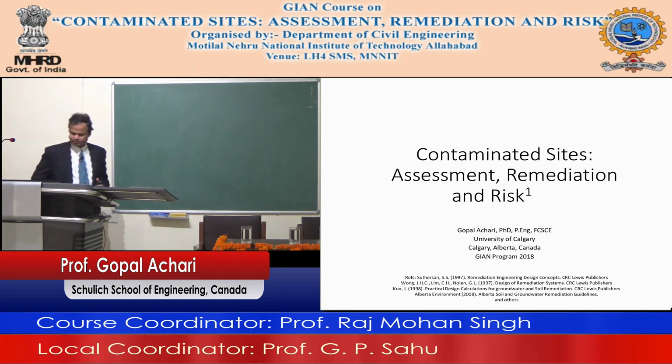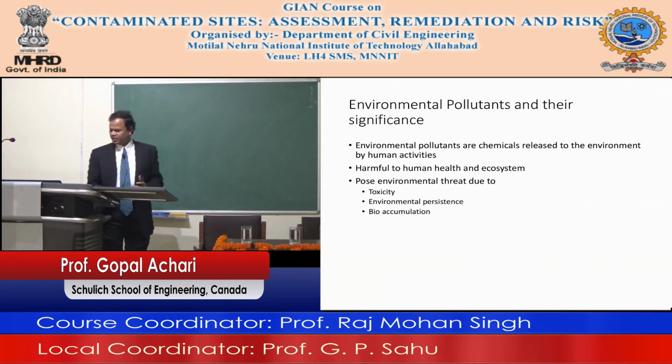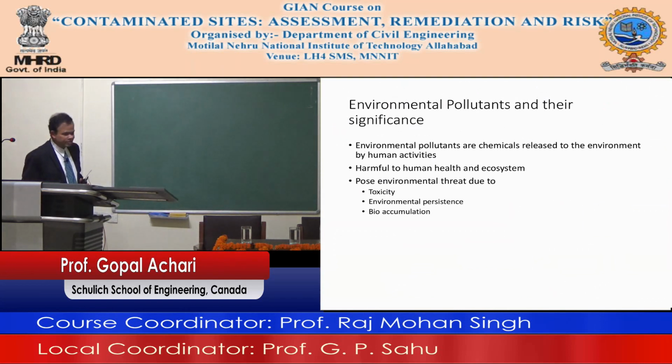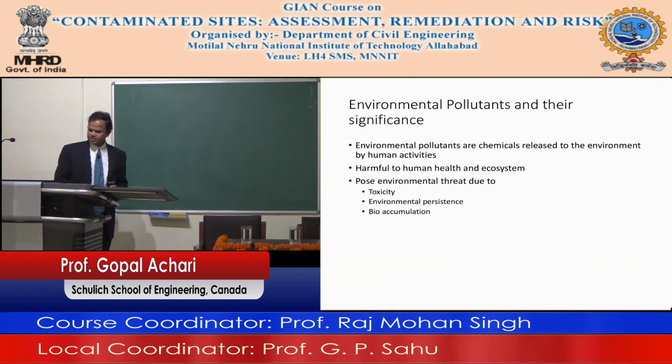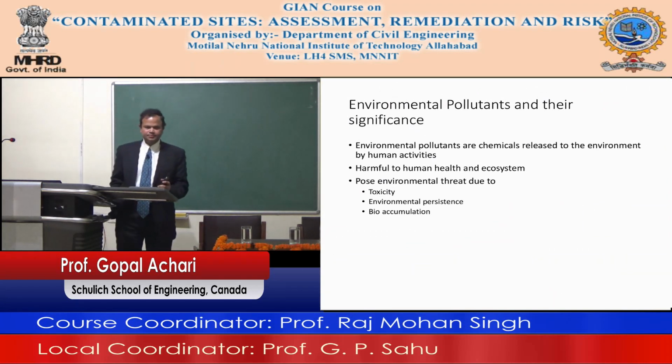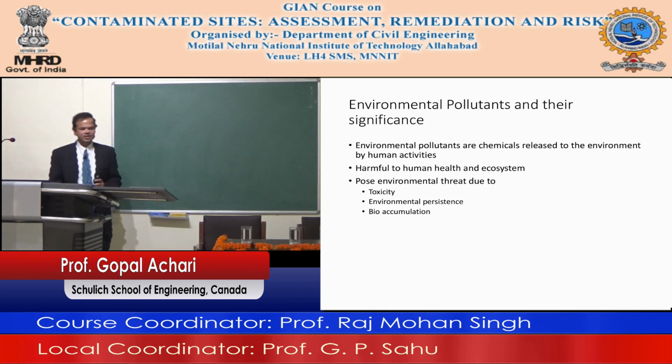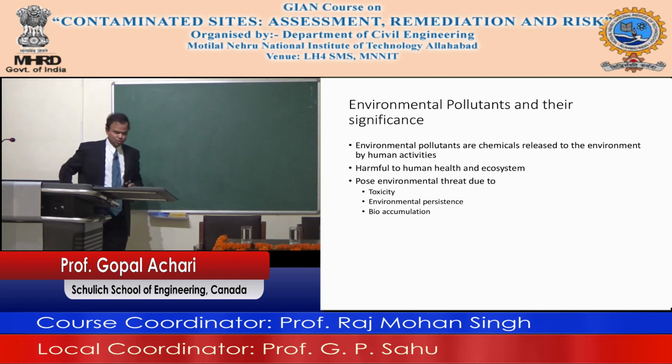Okay. So what are the environmental pollutants and what is their significance? So environmental pollutants are chemicals that are released to the environment by human activities. Once something exceeds a particular criteria, it is called a so-called pollutant.